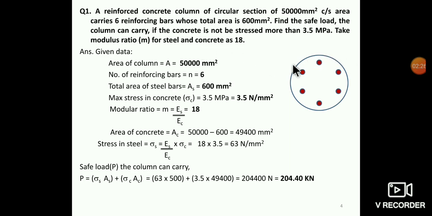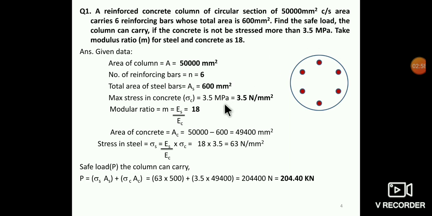We will draw a reference figure. As it is a circular RCC column, we draw a circle, and the number of bars is 6, so we draw 6 bars. Now write the given data: area of column is given as 50,000 mm square, number of reinforcing bars equal to 6, total area of steel bars As is given as 600 mm square, and maximum stress in concrete sigma C is given, which is 3.5 megapascal.